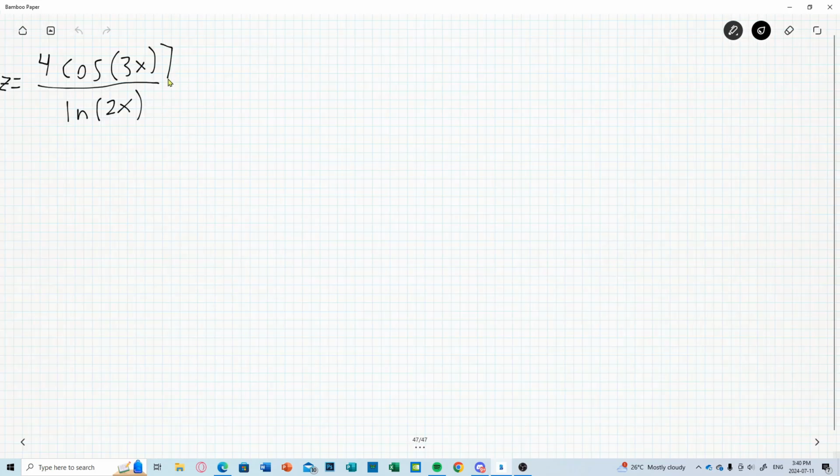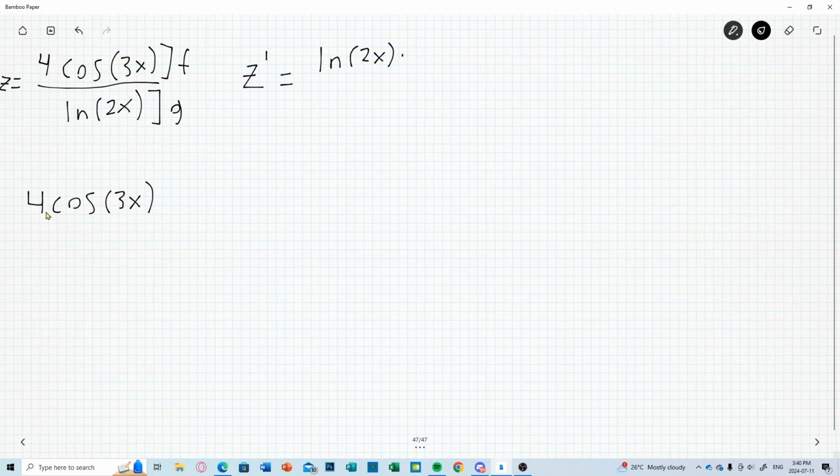So we're going to label, so we know that this is f, and we know that this is g. So for our prime, we're going to take our regular g, which is ln of 2x, and multiply it by the derivative of f. Now this is a little bit of a tricky one. 4 cos of 3x. Since this 4 is with a function and not being added, we can ignore it for now and just work on the cos 3x.